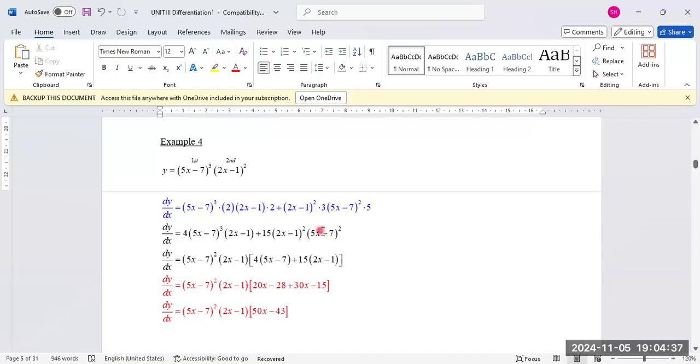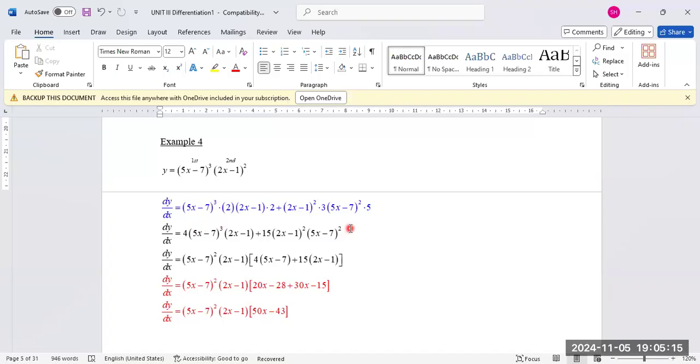So now, when I look at these two terms, term 1 has 3 terms and term 2 has 3 terms. I look to see if there's anything common between 4 and 15, and the answer is no. So I leave it alone. Then I look to see if there's anything common between 5x minus 7 to the third and 5x minus 7 to the second. What is common? 5x minus 7, to the second.